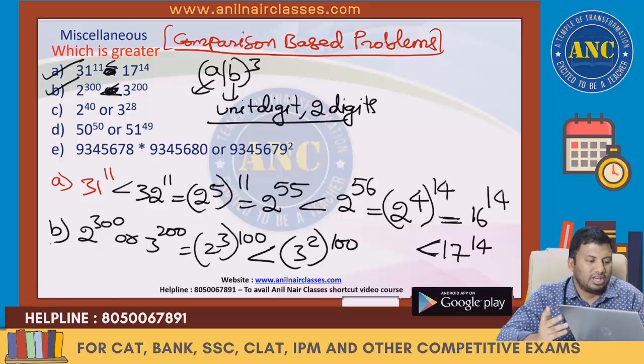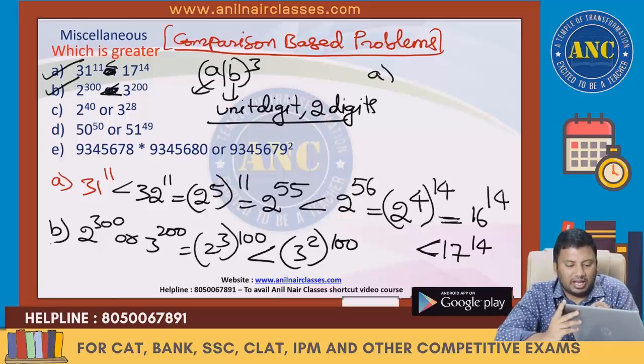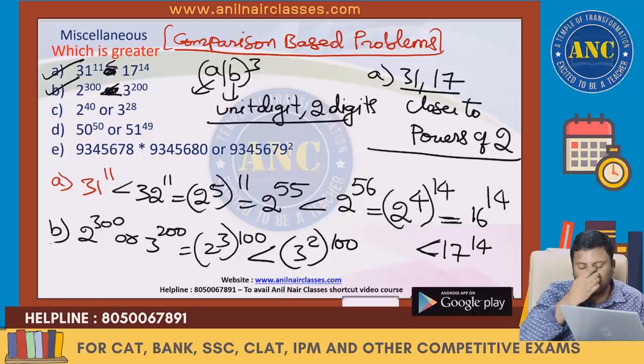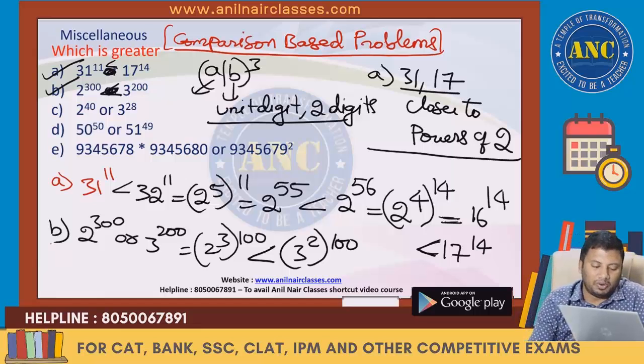Variety of models, A and B. First one, the idea is 31 comma 17. Both are closer to powers of 2. 31 is less than 32, 2 power 5 power 11, 2 power 55, less than 2 power 56. 16 power 14 is less than 17. 2 power 3 power 100, 3 square power 100, 8 is less than 9.